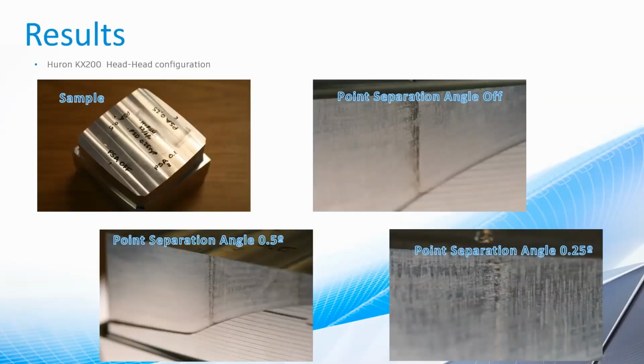So here we have the results using different values of point separation angle in decreasing order of value. For this, we utilized a Huron KX 200 5-axis continuous CNC machine, which is a head-head configuration. This is the sample part, in the top left, and we start with point separation angle disabled, and you can see the dwell mark. It is reduced using a value of 0.5 and further reduced using 0.25 to avoid the dwell mark. Thus, we solved the issue.